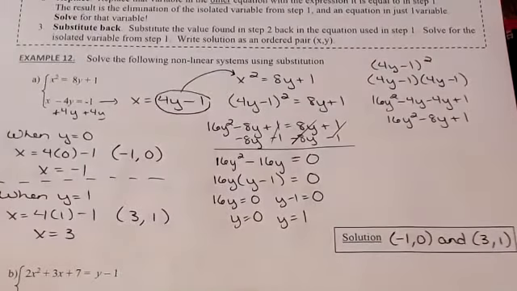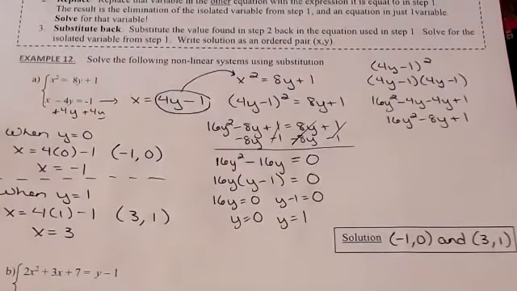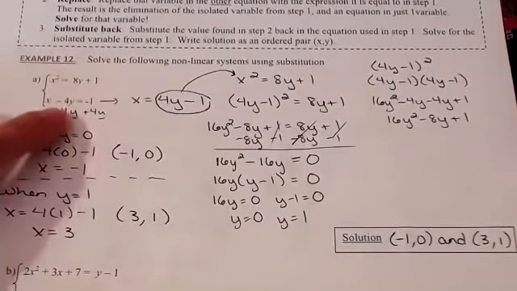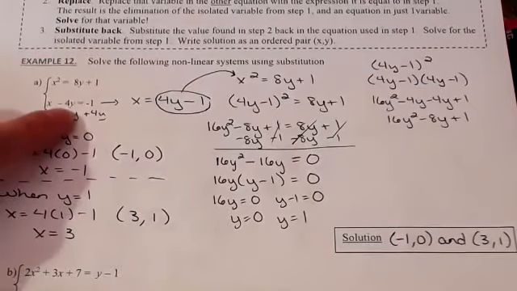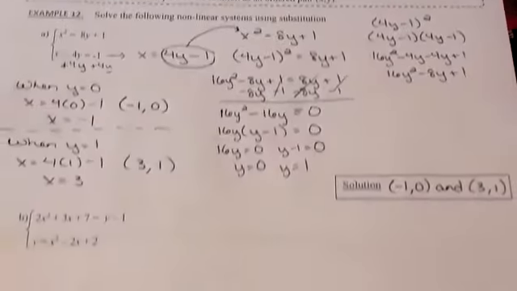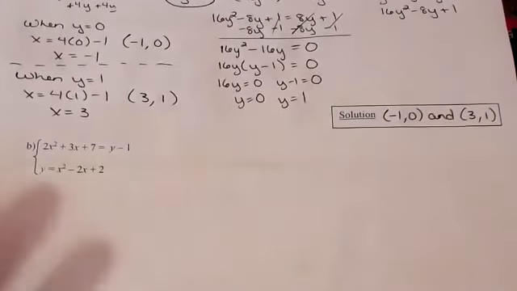So we end up having to find the 2 points where the two graphs intersect. Here we have a parabola, and here we have a line. Okay, so it's an alternative to graphing and then finding the points of intersection. Let's take a look at part B.